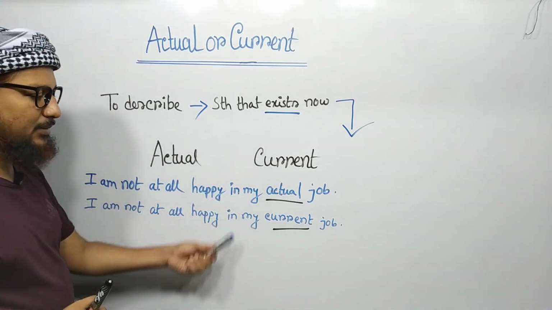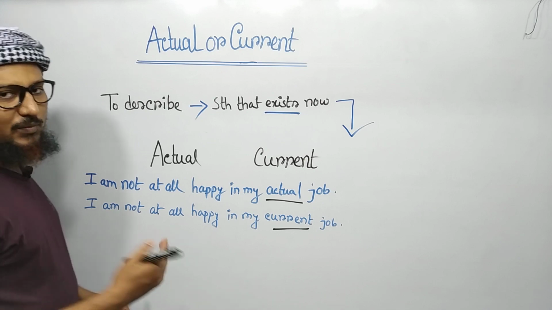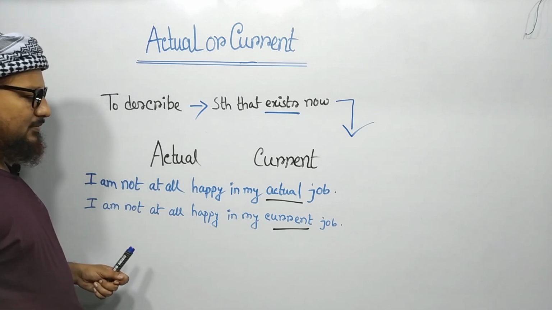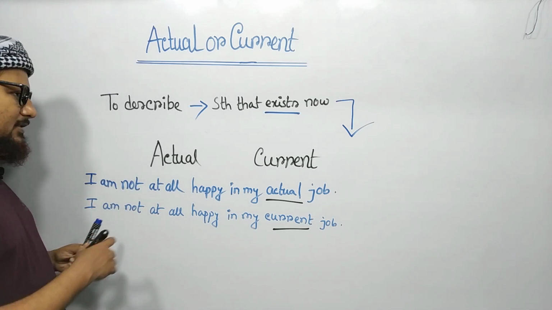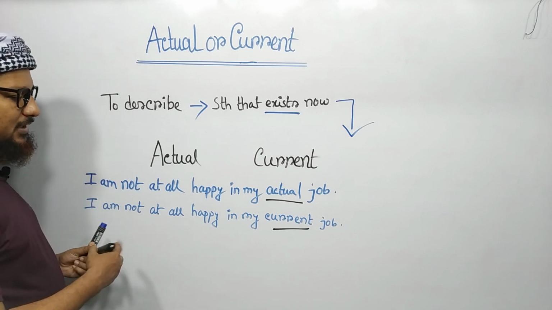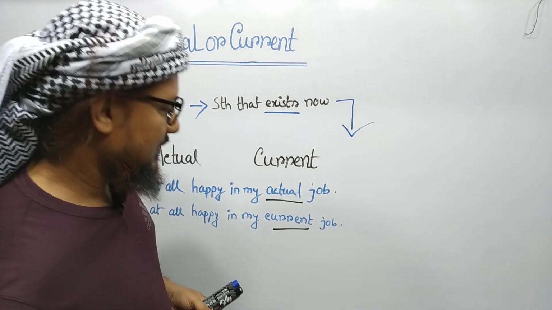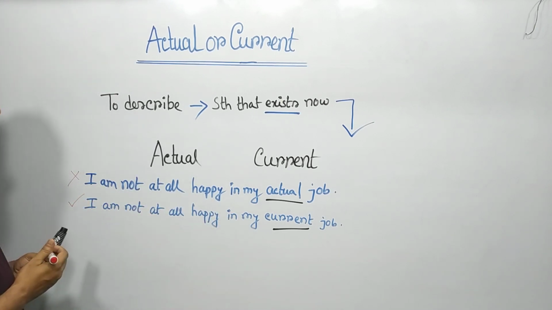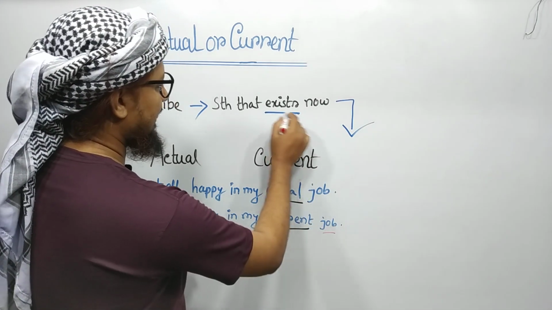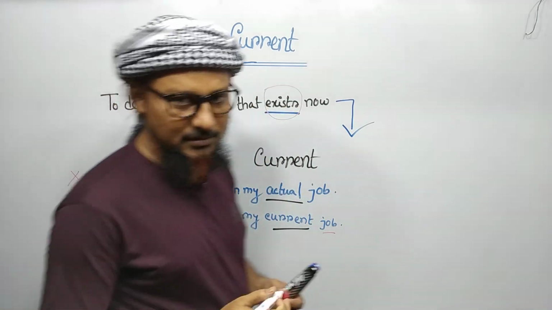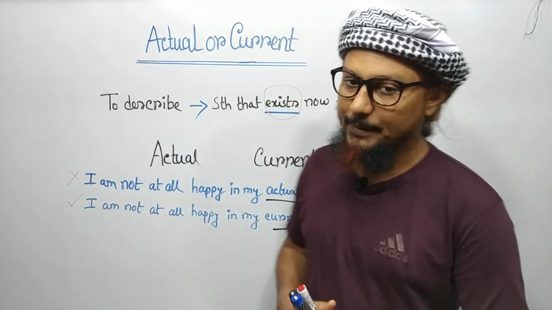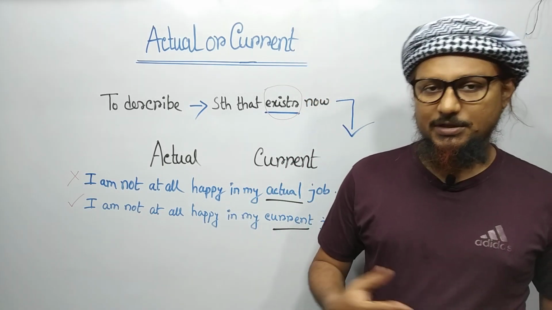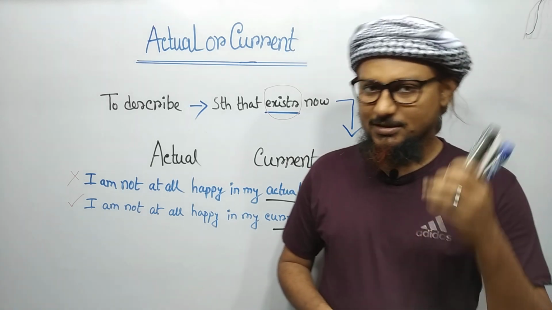So in these examples, which job exists right now? Of course, this job exists right now, but as you are talking about the job you are doing right now, you shouldn't use actual. Rather, you should use current, because you are talking about something that exists right now. So that's all about the common mistake, actual or current. If you want to talk about something that exists right now, you shouldn't use actual. Rather, you should use current.